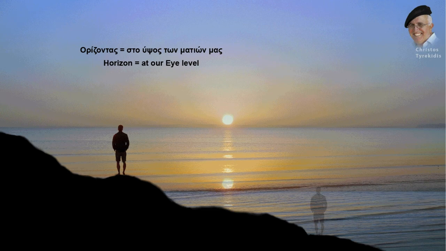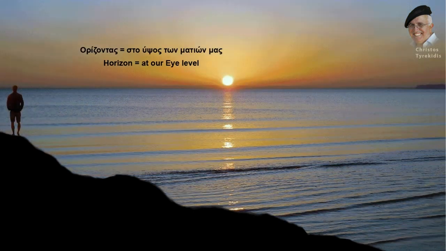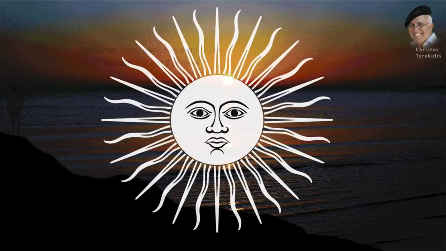The horizon is where the sky and the sea unite. And since light makes it visible to our eyes, the horizon is always at eye level. So it's not there but here at eye level.